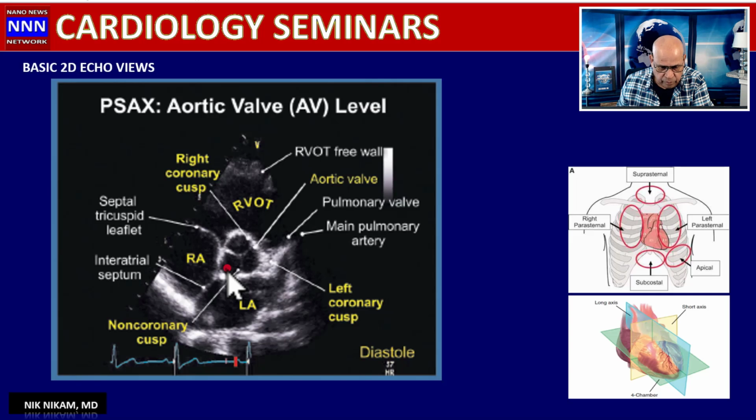Well, it's fairly simple, because the front one close to the right ventricular outflow tract is the right coronary cusp. The one on the left side is the left coronary cusp, unless in some institutions they flip the image. In that case it will be different. And here we have the left atrium, so obviously the one which is close to the left atrium is going to be the left coronary cusp. And on the right side we have the right atrium, so this is the non-coronary cusp.